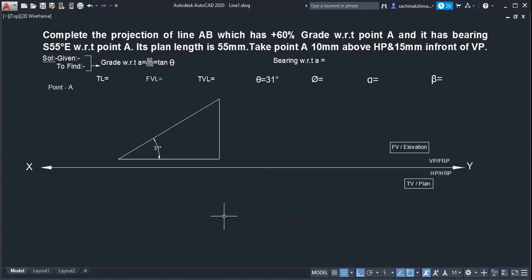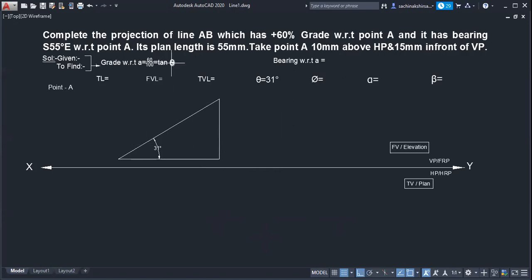Now there are two methods to calculate theta. Either by calculation on the calculator: 60 by 100 is equal to tan theta, so theta is equal to tan inverse of 60 by 100. Either or, whichever you feel better, you can use that method.